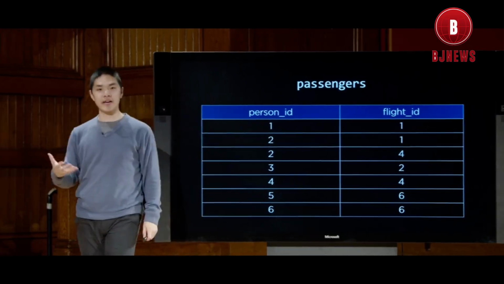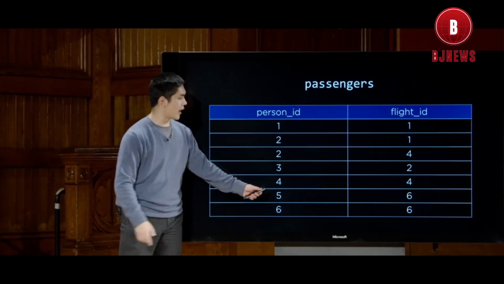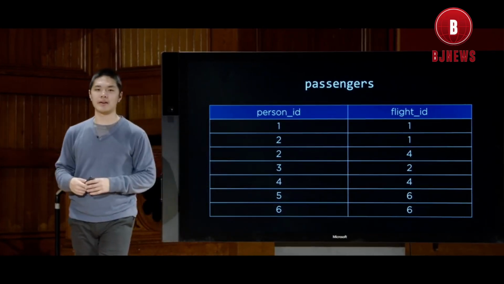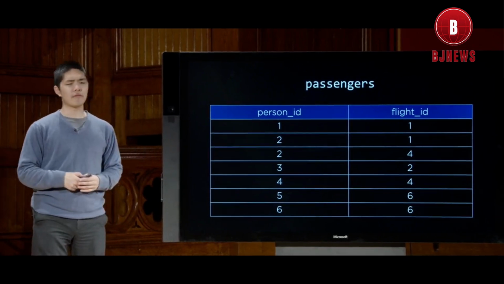And likewise, a flight could have multiple people. So in this case, flight number 6 has passengers 5 and 6 that are on that flight as well. So we've been able to represent those relationships. Of course, a byproduct of doing this is that now our tables are a little bit messier to look at.